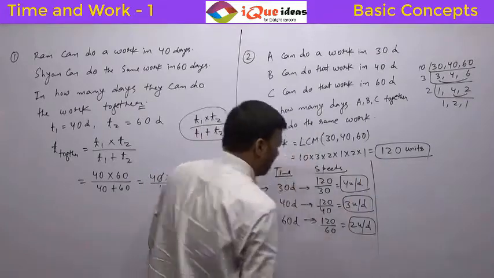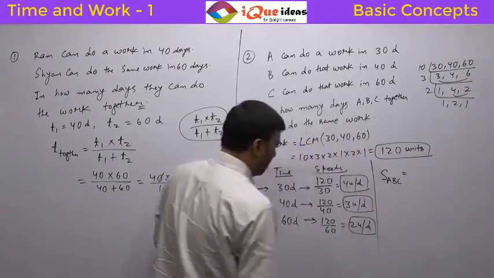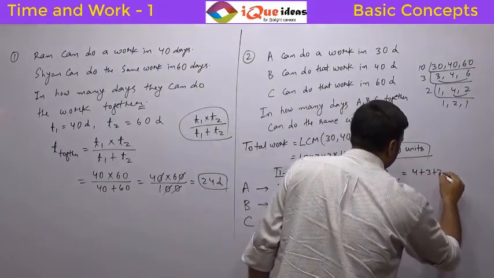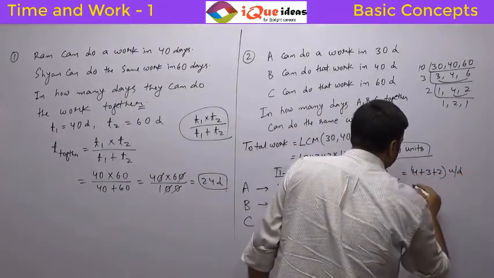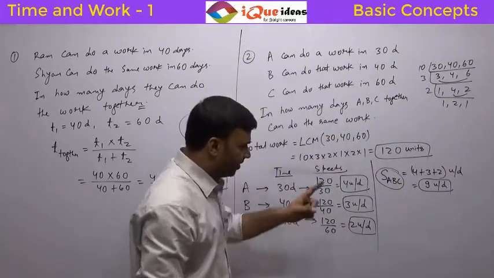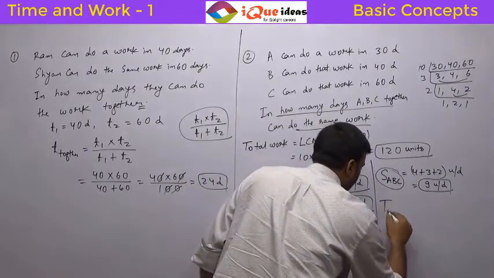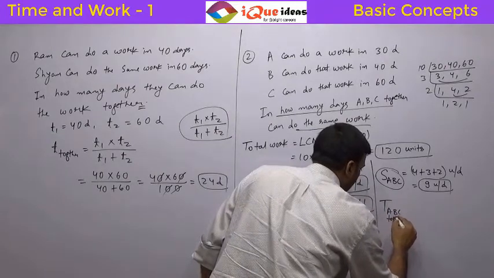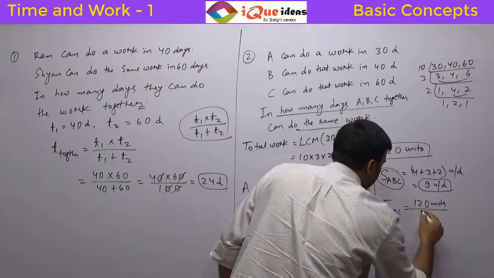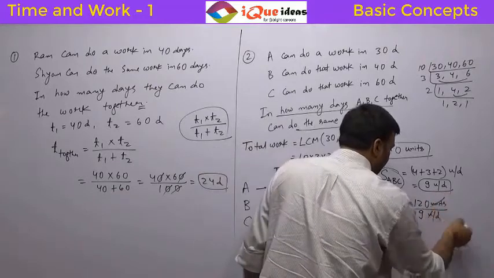Now what is the combined speed of all the three? So the combined speed of A, B, C together will be equal to simple addition of all these three values. So it is 4 plus 3 plus 2 units per day, which is 9 units per day. So combined speed of ABC is 9 units per day, and we have to find the time taken together to complete the work. So the time taken by A, B, C together will be equal to the total work 120 units divided by 9 units per day. Right? So unit and unit will get cancelled and days will be the answer.